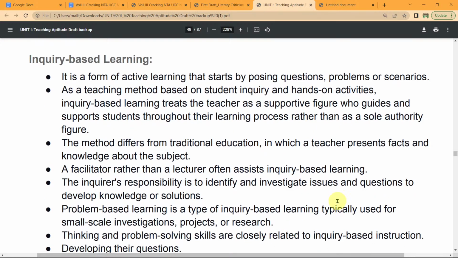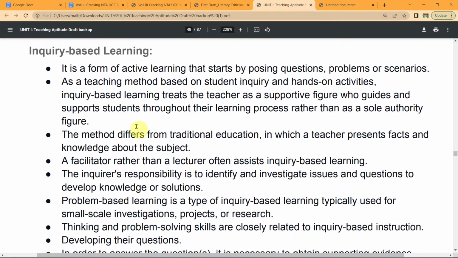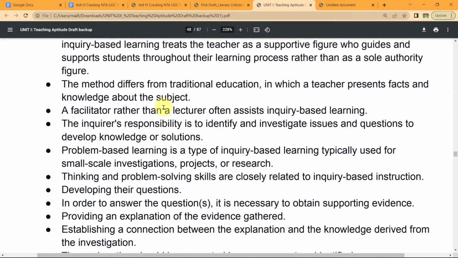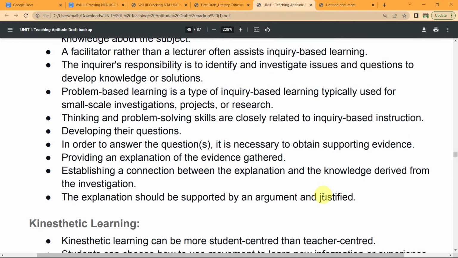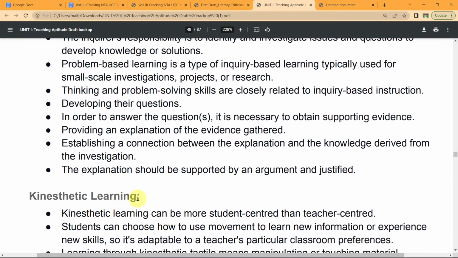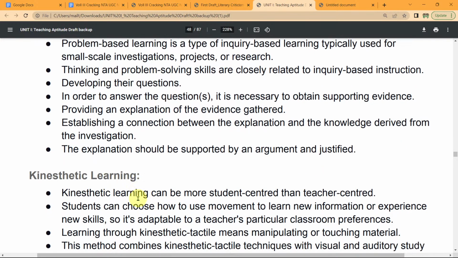And at our age we usually employ this inquiry based learning. We ask questions, either from the internet or Google, and what we learn through that can be referred to as inquiry based learning. Got it? Developing their questioning, thinking and problem solving are closely related to inquiry based instruction. Again, kinesthetic, which is very important, they have asked related to that also.